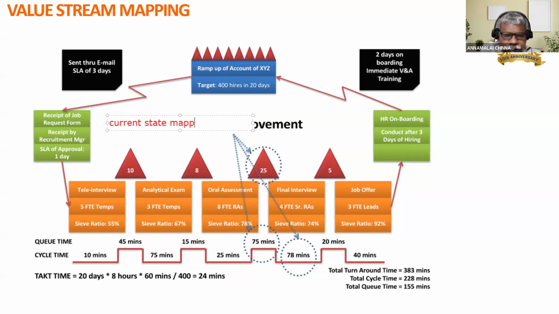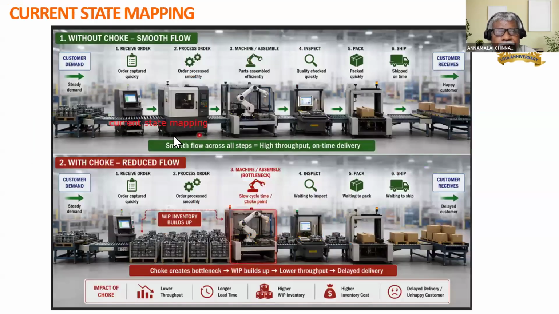At the sub-process level, try to capture all this information. We call it a current state mapping. So for example, this is the process, as an example I have given: receiving the order, processing the order, machining, inspecting, packing, and shipping, right? But this is the ideal flow.